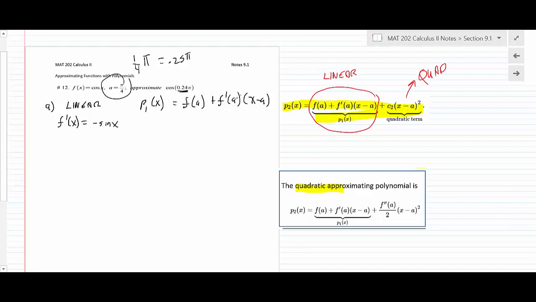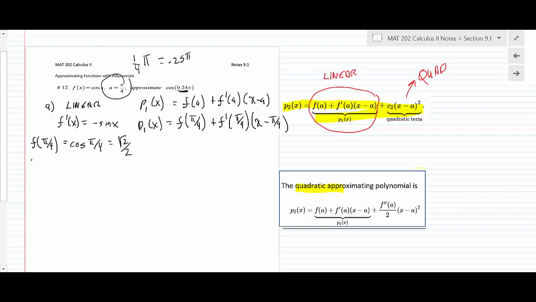Now when we do this, we're going to do p1 of x. So we're going to do f of pi over 4, plus f prime of pi over 4 times x minus pi over 4, like that. Now let's work out the details at the side. So f of pi over 4, the function is the cosine. You were given cosine, so we're going to do cosine pi over 4. Hopefully you guys got that down by now. What's that? Square root of 2 over 2. That's unit circle stuff, so we know that.